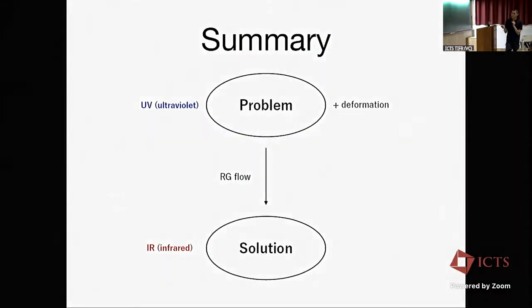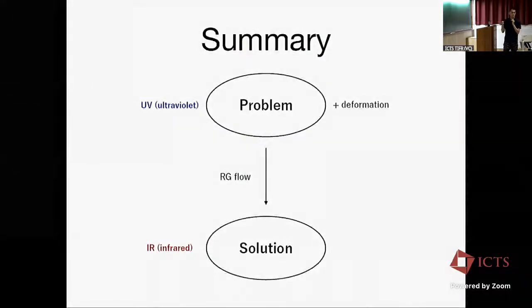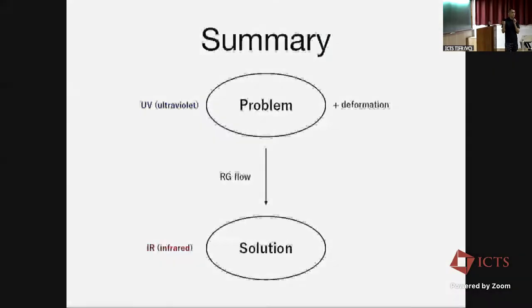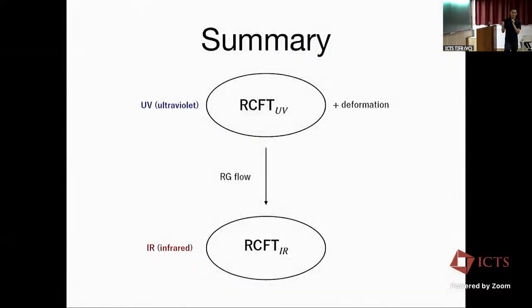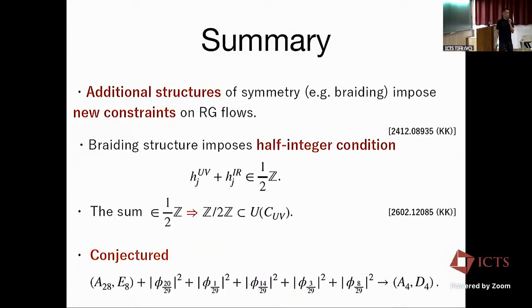So what I explained is that the problem in quantum field theory is given in terms of RG flow. The problem is a theory defined at short distances, and the solutions are its behavior at long distances. And in this talk, I limited myself to the UV theory being an RCFT, and also the IR theory being a rational conformal field theory. And here is a more detailed summary. I stop here. Thank you.